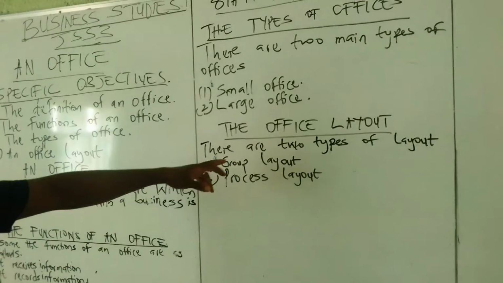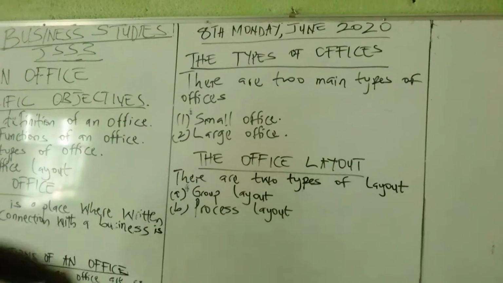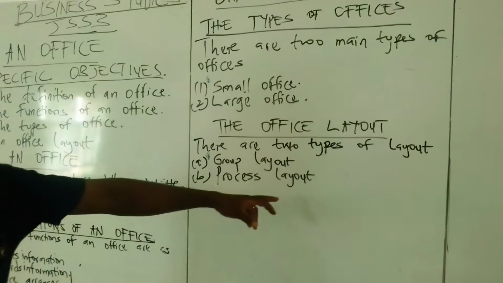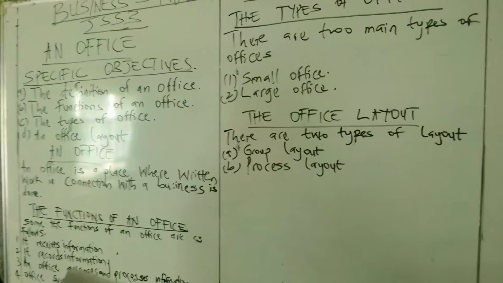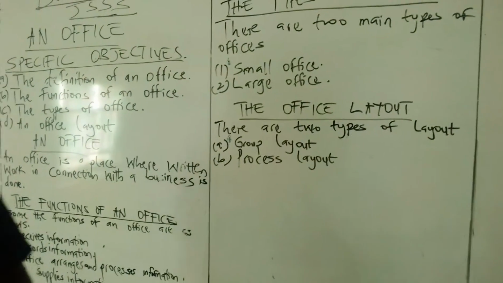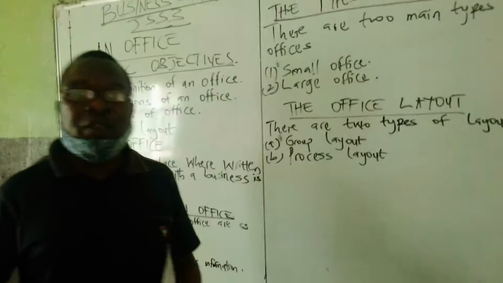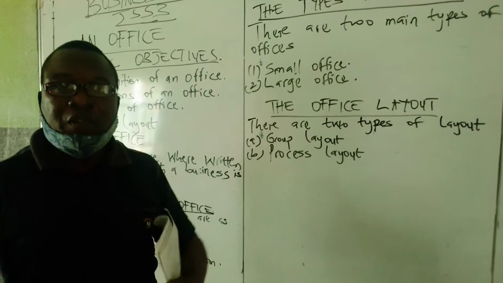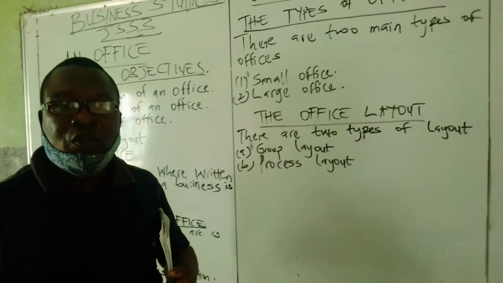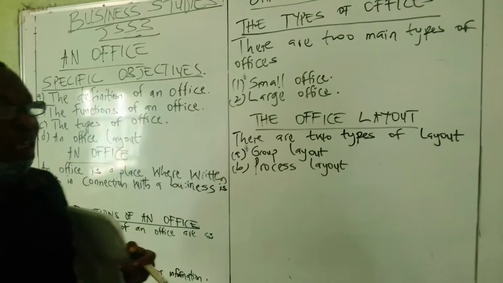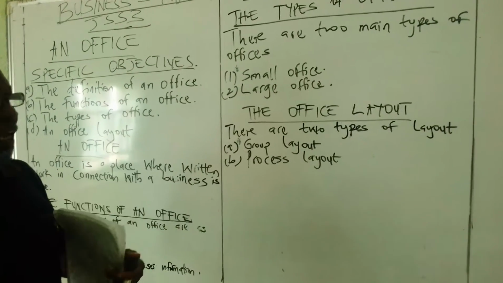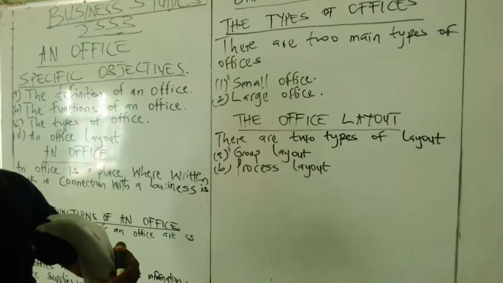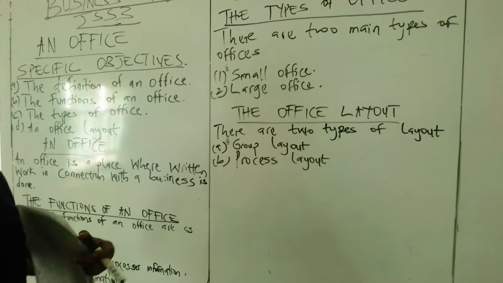You shall make sure that there are two types of office layout. You have the group layout and the process layout. We are talking of the group layout. The group layout in an office is simply where the staff and the tools or machines needed to carry out the daily activities are arranged in accordance with those that are doing the work.